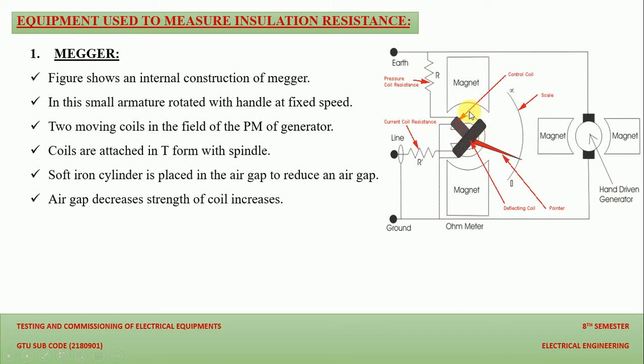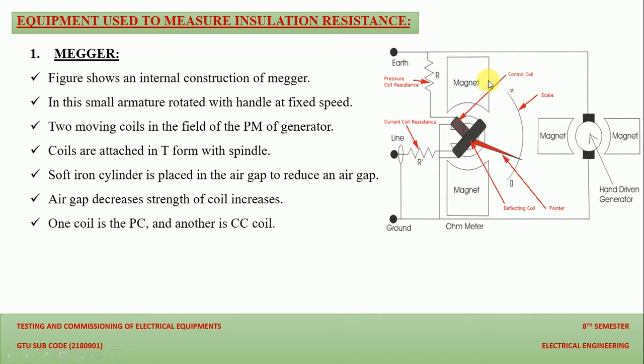And this is the air gap, which helps to reduce the reluctance between the magnet and the coil. As we reduce the air gap, the strength of the coil will increase, meaning a greater amount of flux will transfer through the air gap, so that the spindle will move, the coil will get deflected, and the pointer will show the deflection accordingly.